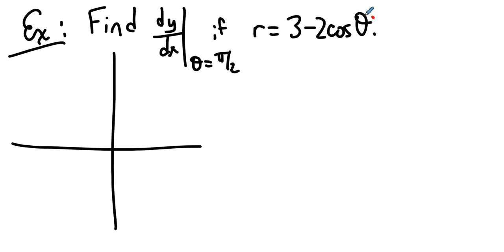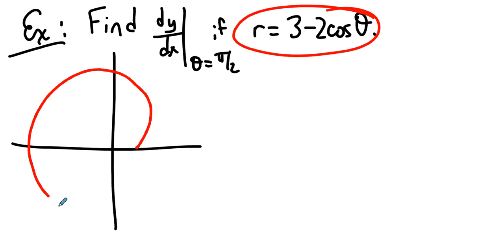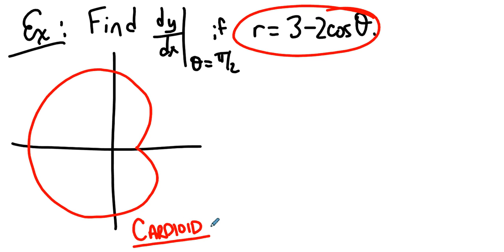If you use your calculator to graph this curve, you're going to get a picture something like this. This curve is named for a part of the body. It's a cardioid, because it looks like a heart. Attempts to name it a lima beanoid failed. It is a cardioid. At theta equals pi over 2, that's here, right? This is at pi over 2. So we're looking for the slope of that blue line. That's what we're looking for.